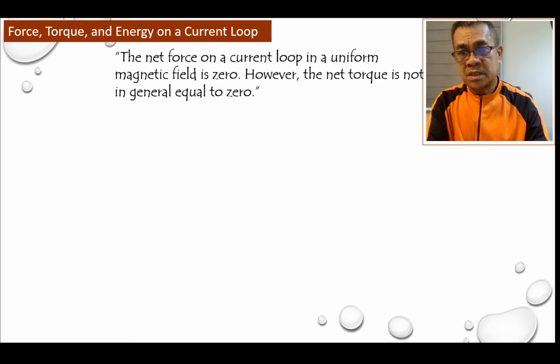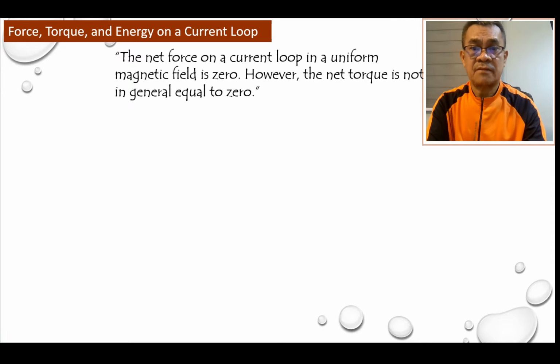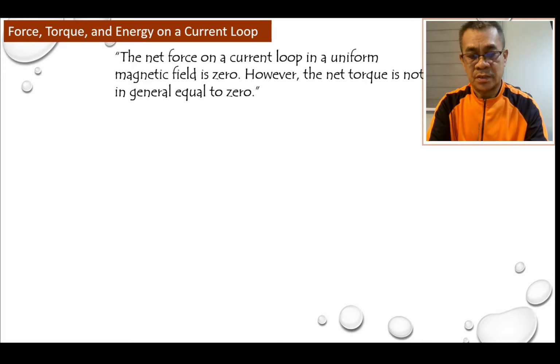Now, this statement says that the net force, the total force on the current loop in a uniform external magnetic field, is always equal to zero. Although there is a force, because by theory, if there is a conductor, it experiences a force in the presence of a magnetic field. So every segment of the loop has a force, but the net force is equal to zero.